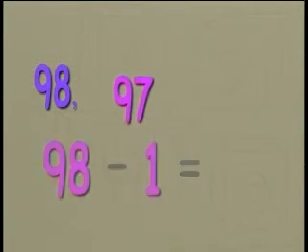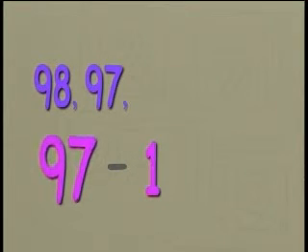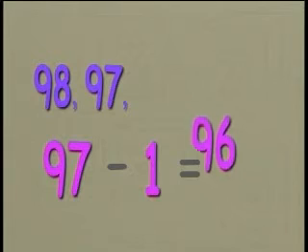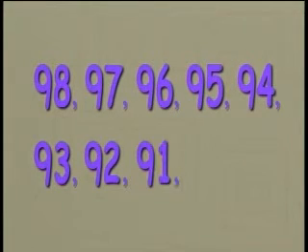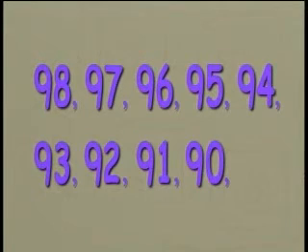Count back in ones and write all the numbers from 98 to 89. Counting back in ones will mean that the number after 98 will be one smaller. That will be 98 minus 1, which is 97. The next number will be one smaller than 97, which is 96. And after 96 comes 95, 94, 93, 92, 91, 90, and finally 89.